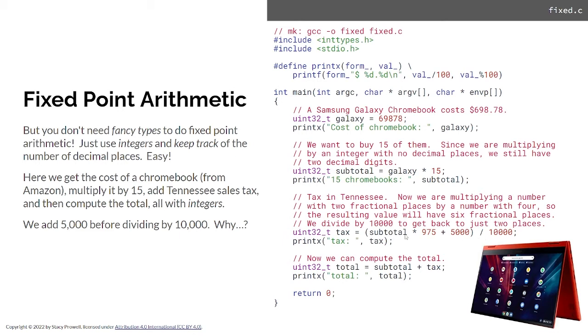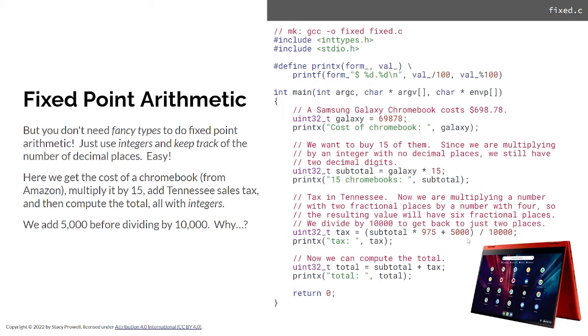So here's my subtotal, right? It has 2 places. I multiply it by 9.75% sales tax, or 0.0975. Why do I add 5,000? That's for rounding, right? So the result's going to have 2 places after the decimal, and I want that second place to round up. So 1, 2, 3, 4, and I add that, and it rounds up correctly. And then I remove the bottom 4 zeros, so I wind up with just 2 decimal places.